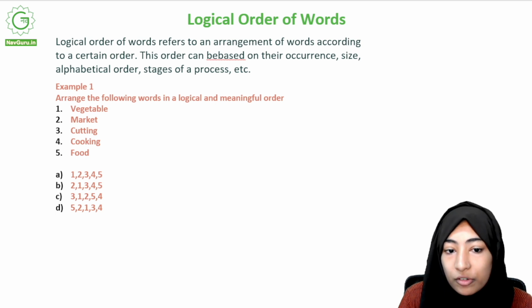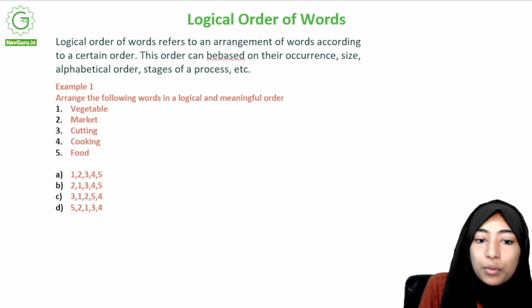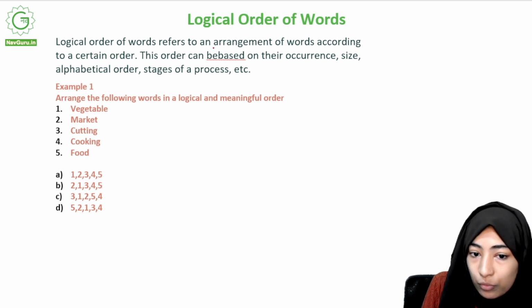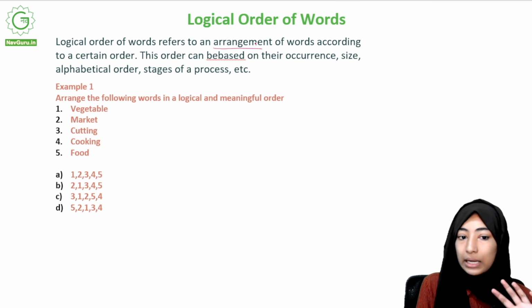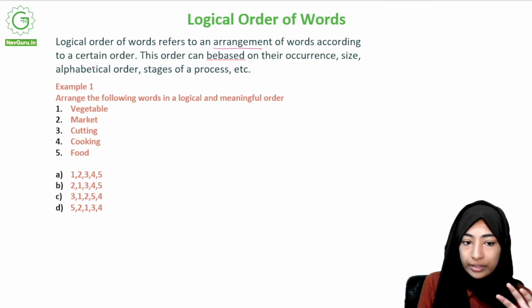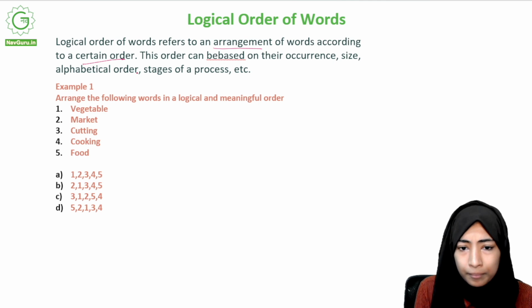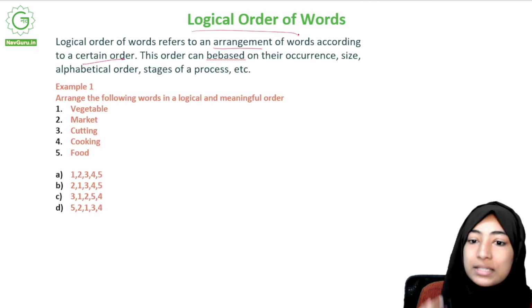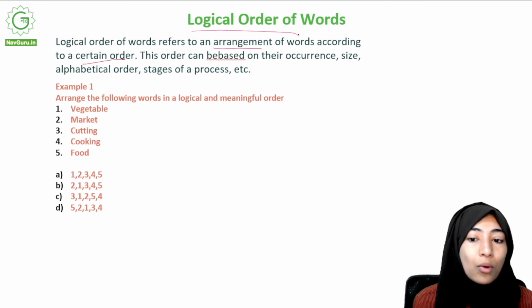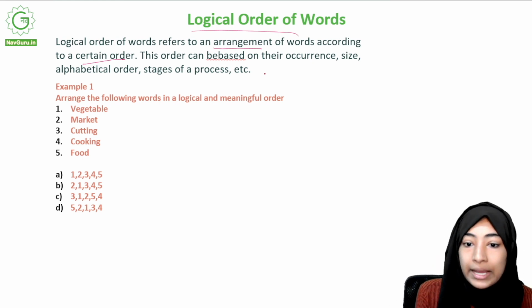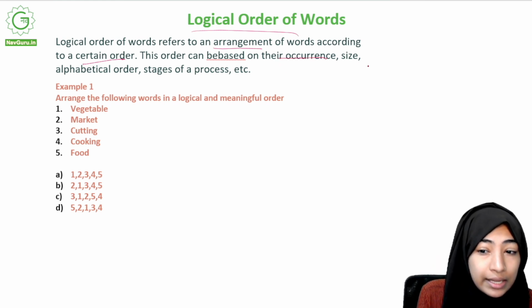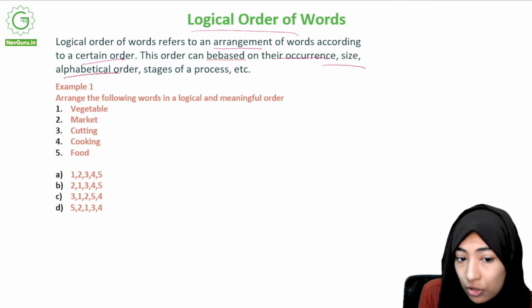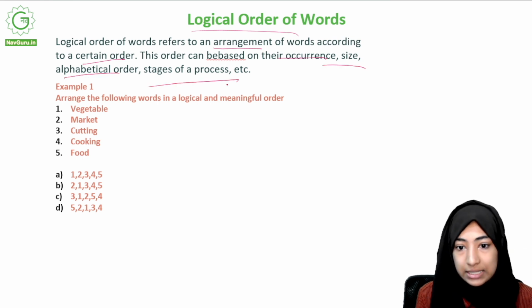So in logical order of words, what does it mean? Basically, what we are referring to is an arrangement of words. You need to arrange words according to a certain order. That's the meaning, right? Logical order of words. You arrange words according to a certain order. Now, what can this order be based on? Either it could be based on their occurrence, their size, their alphabetical order, their stages of a process, etc.